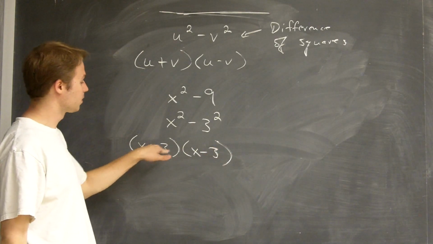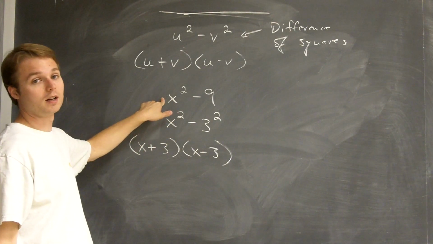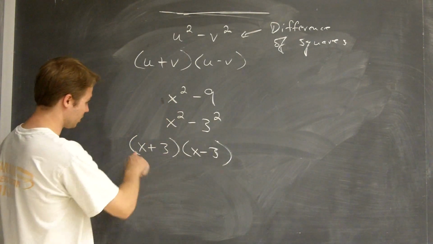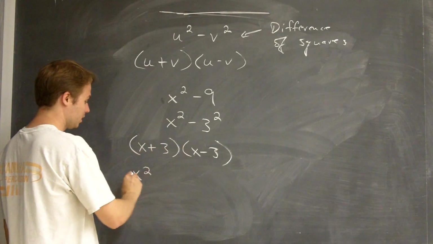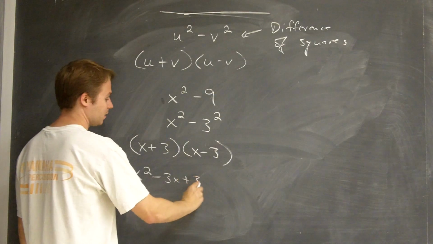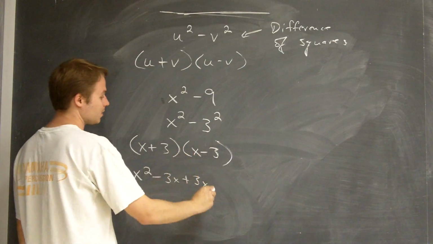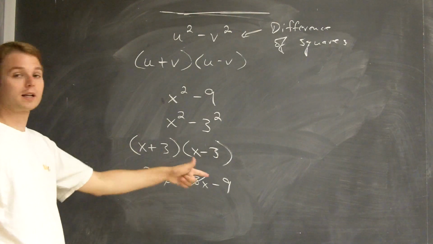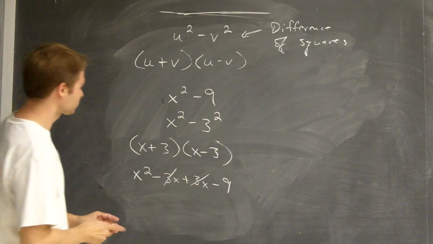And x plus 3 times x minus 3 should FOIL back to get you x squared minus 9. In fact, it should. See, x times x is x squared, x times negative 3 is minus 3x, 3 times x is positive 3x, and 3 times negative 3 is negative 9. And the middle terms cancel out, and I'm just left with x squared minus 9.